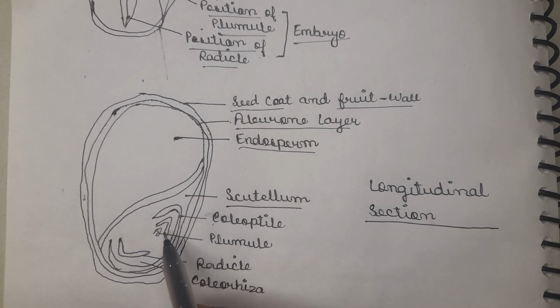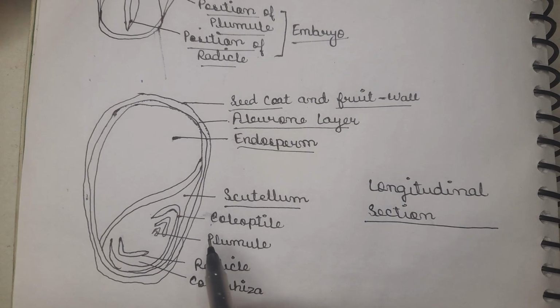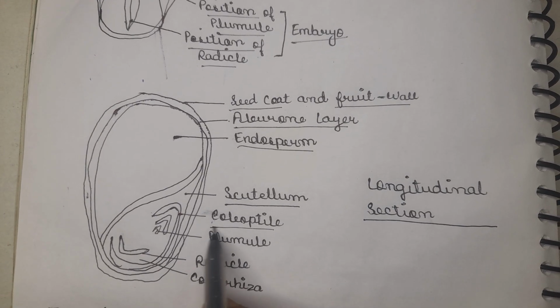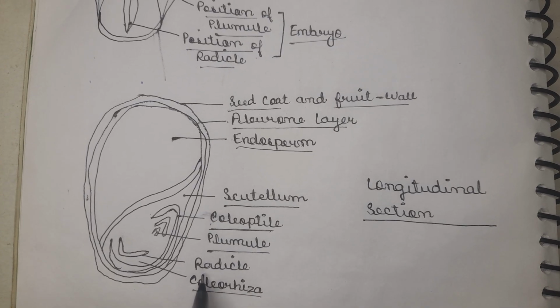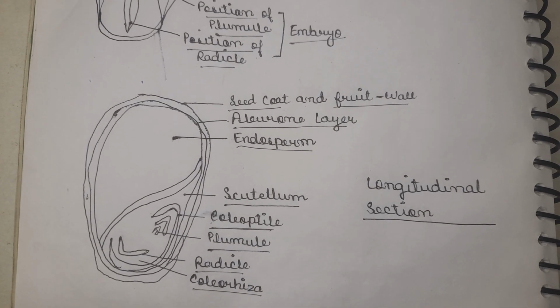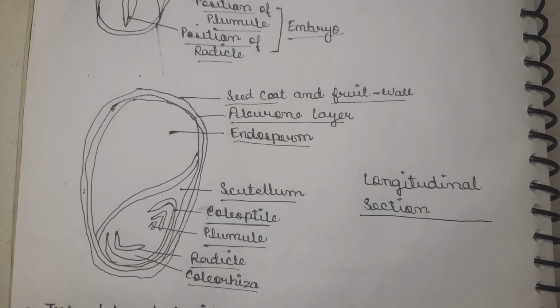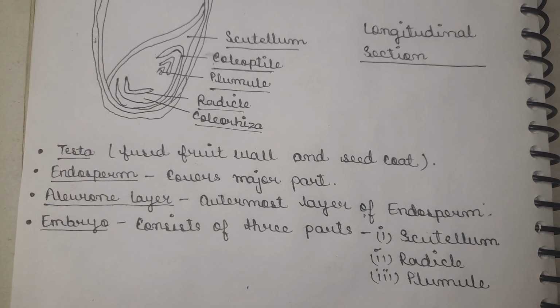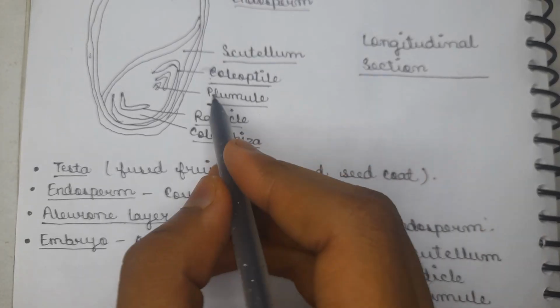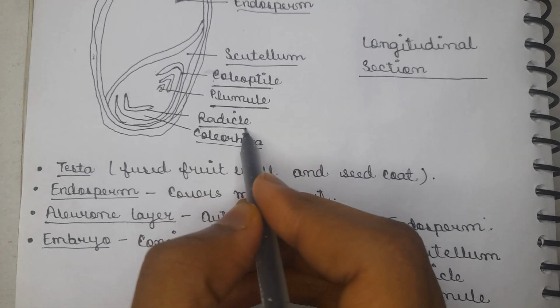Now at the bottom there is the coleoptile. This is basically a protective layer of the plumule, and this is the coleorhiza, that is the protective layer for the radicle. Now if we talk about the embryo in a monocotyledon seed, there are three parts. The first one is the scutellum, the second one is the plumule, and the third one is the radicle.